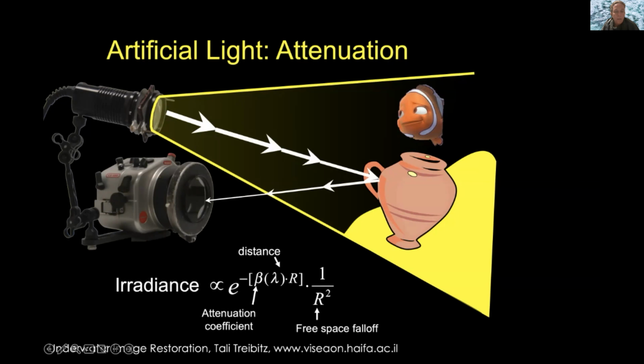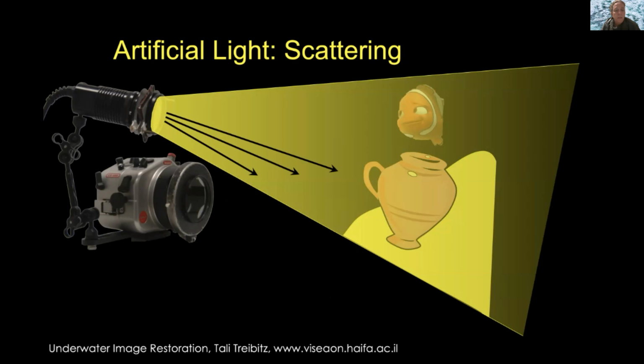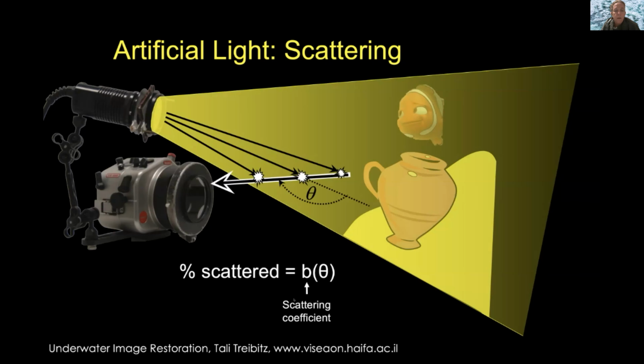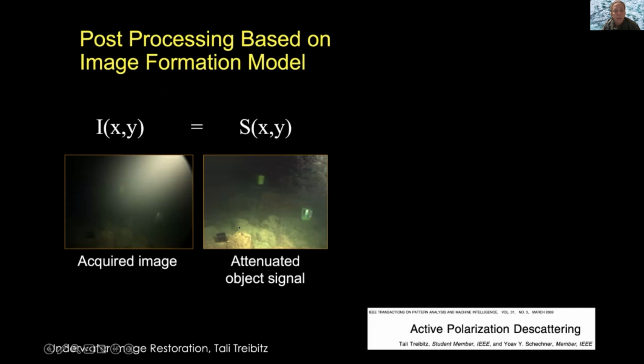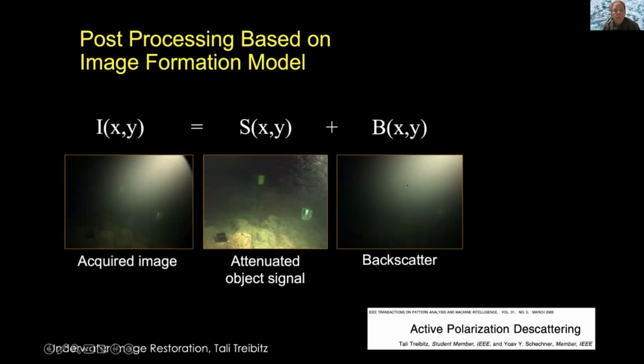We also have scattering like before, but this time it's more difficult to calculate, because light from the light source hits some particles in the same line of sight, but with a different intensity falling on these particles. The amount that is scattered is also characterized by the scattering coefficient. So with artificial lights, the acquired image is a sum of the attenuated object signal and also the backscatter.